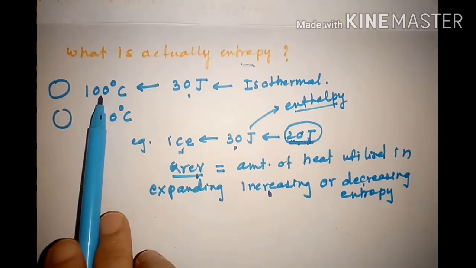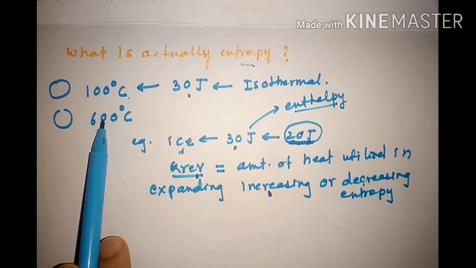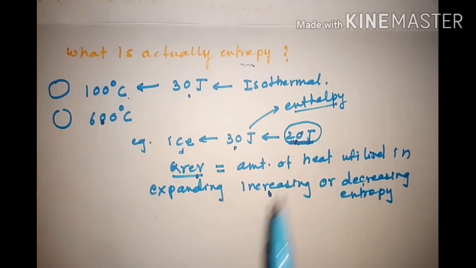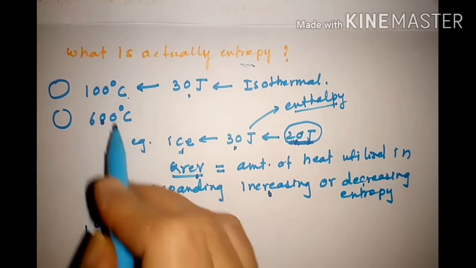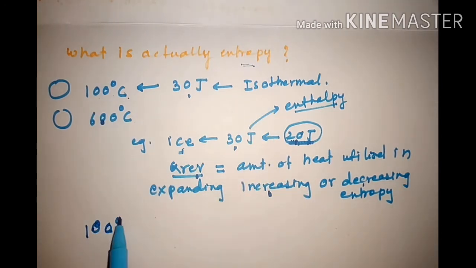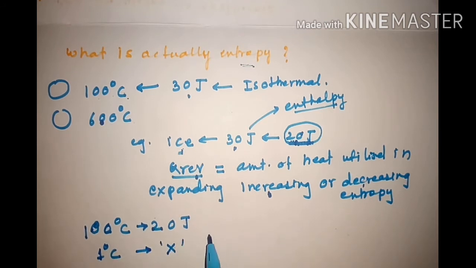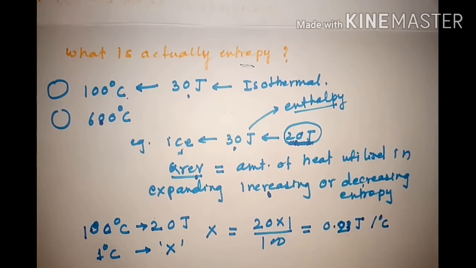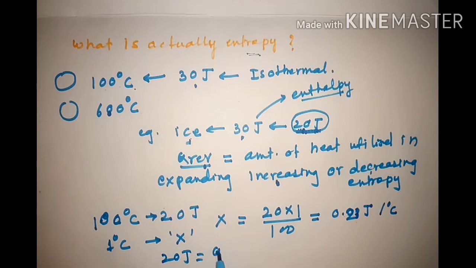Initially I told you that we have the system at 100 degrees Celsius and at 600 degrees Celsius. If only 20 joules of heat is utilized at 100 degrees Celsius, then for 1 degree Celsius, what is the amount of heat utilized? That is x. So x can be calculated as 20 into 1 divided by 100. It comes out to be 0.2 joules per degree Celsius, isn't it? This 20 joules is nothing but the Q reversible.